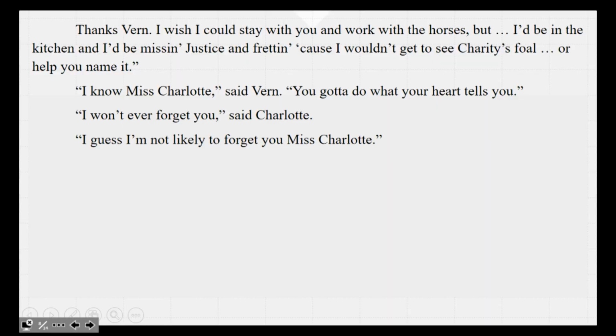Thanks, Vern. I wish I could stay with you and work with the horses, but I'd be in the kitchen, and I'd be missing Justice and fretting because I wouldn't get to see Charity's fowl or help you name it. I know, Miss Charlotte, said Vern. You got to do what your heart tells you. I won't ever forget you, said Charlotte. I guess I'm not likely to forget you, Miss Charlotte.